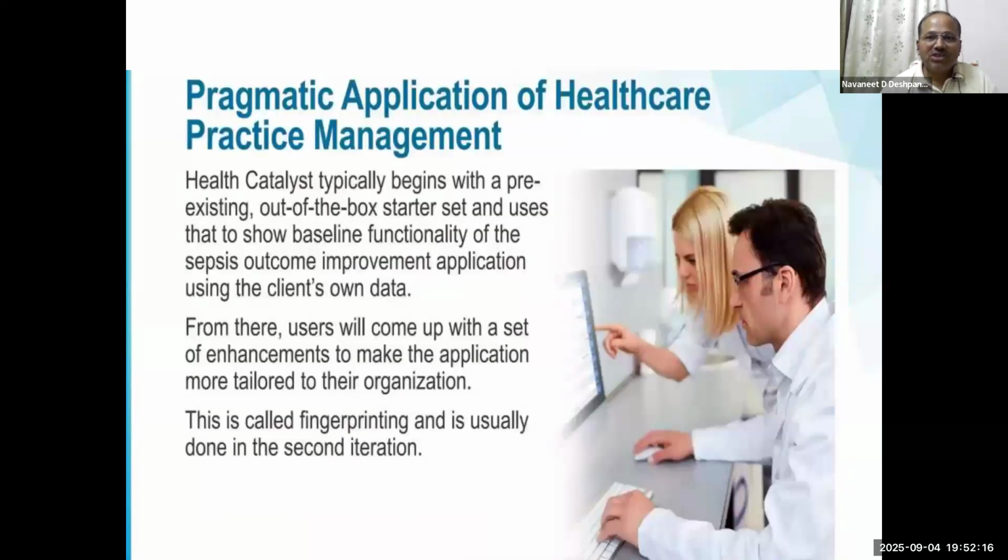So the pragmatic approach of healthcare practice management, in this case in point Health Catalyst, typically begins with a pre-existing out-of-the-box starter set and use cases that show the baseline functionality of the sepsis outcome improvement application using the client's own data. So many clients have been served way back with a lot of satisfaction on this course. So from there, the users will come with a set of enhancements, and they can improve and shape the application as per the requirements of the end users. So this is known as fingerprinting. Okay, so this is the minute breaking down of the tasks into fingerprinting, each and everything being documented.